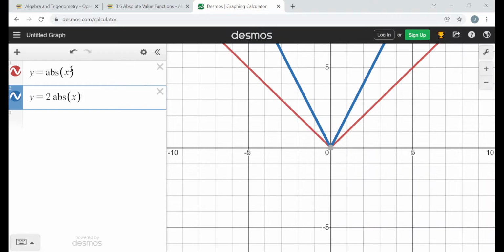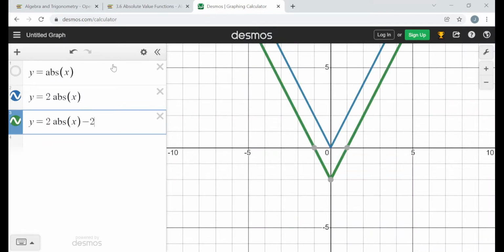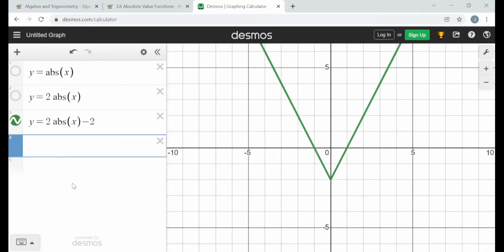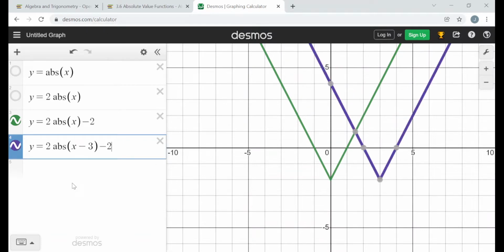All right, so now we're on the blue graph, and then we shifted this down 2, right? So I took the previous rule and then just subtracted 2, right? So now the green graph is all the points on the blue graph shifted down 2 units. And then finally we shifted this green graph to the right 3 units by replacing the x in the previous rule with x minus 3, right? That shifts it to the right 3 units and gets the purple graph there.